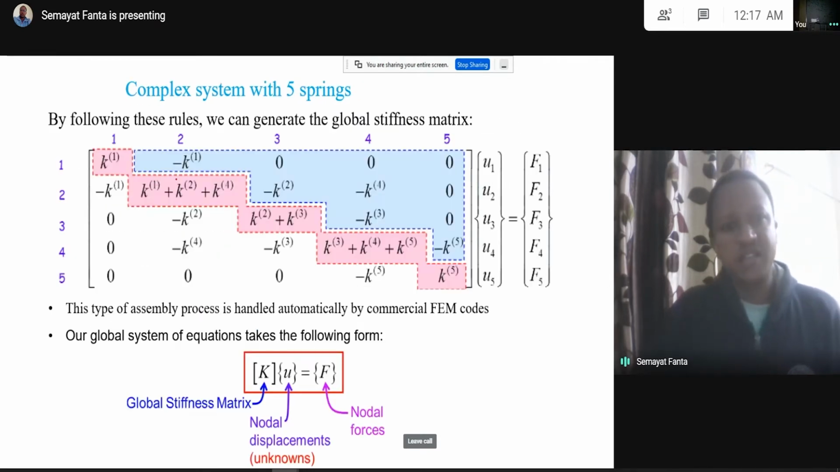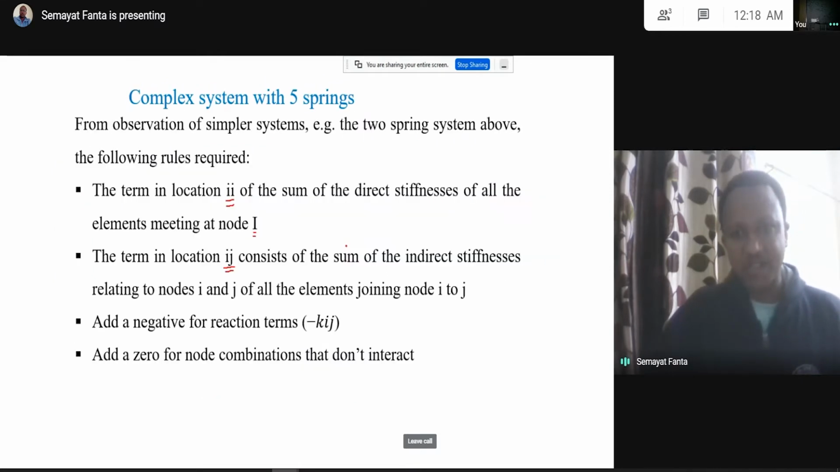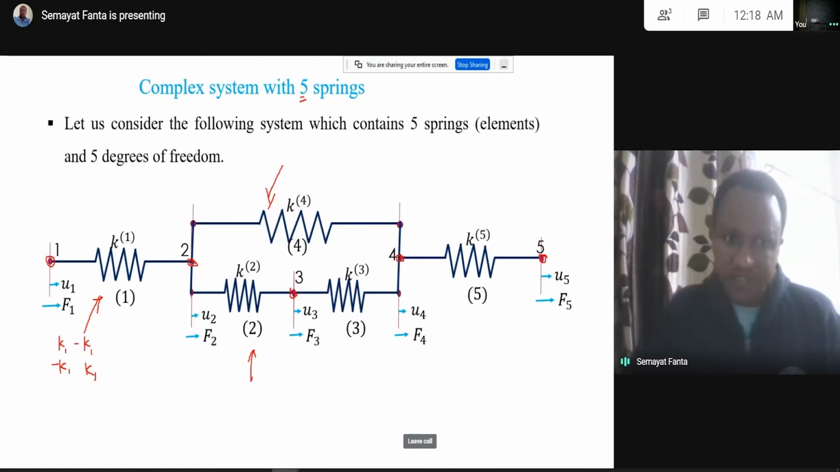Look here, K2, minus K2, minus K2, K2. So these are the K2 components. And K4 is connecting the second node and the fourth node. You can see here, K4 is connecting node 2 with node 4.